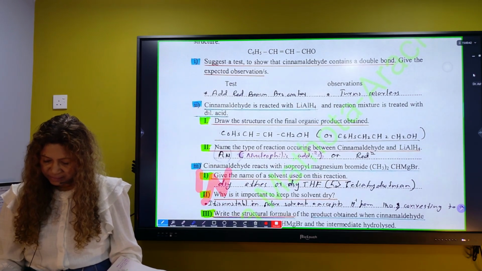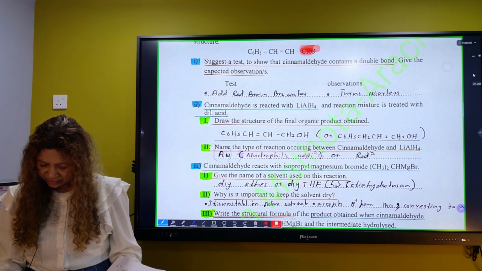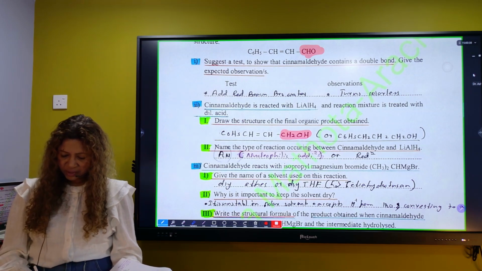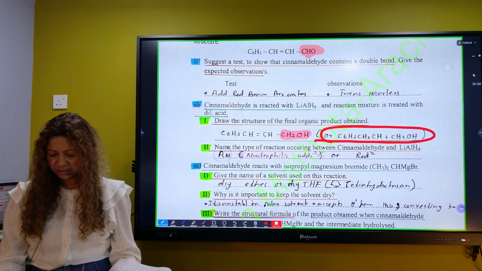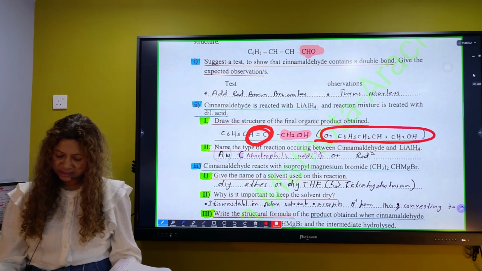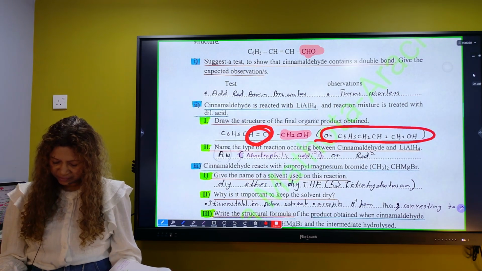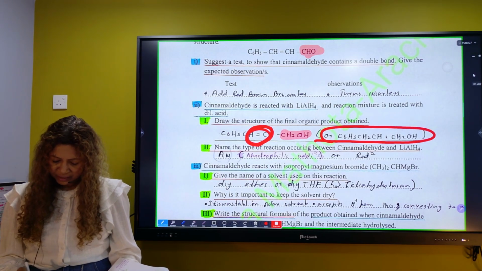Okay, lithium aluminum hydride, this part CH2OH. But we didn't do any this kind of reaction. So don't write a reaction attacking that lithium aluminum hydride onto the double bond. We didn't do that.